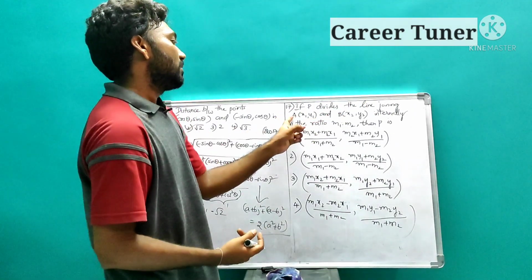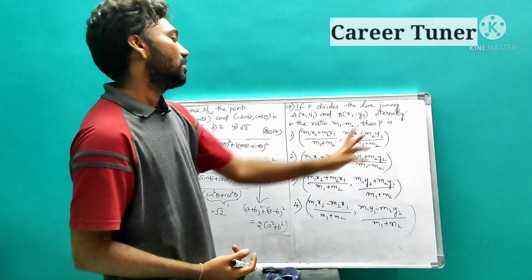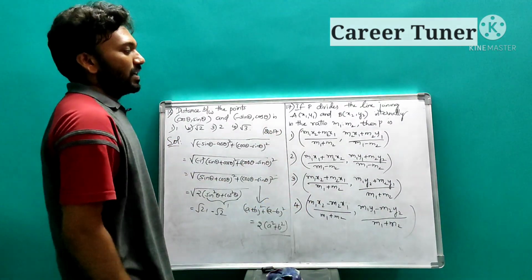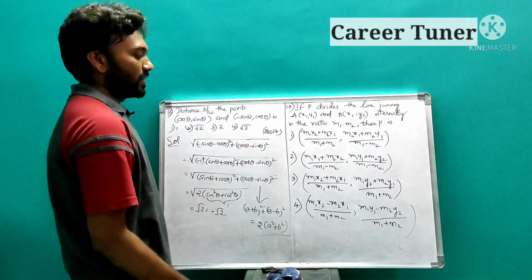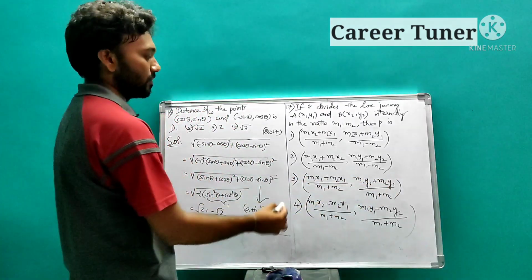Okay, fine. So this is a direct question. If P divides the line segment joining A x1 y1 and B x2 y2 internally in the ratio m1 is to m2, then P is equal to m1 x2 plus m2 x1 by m1 plus m2 and m1 y2 plus m2 y1 by m1 plus m2. Direct question.